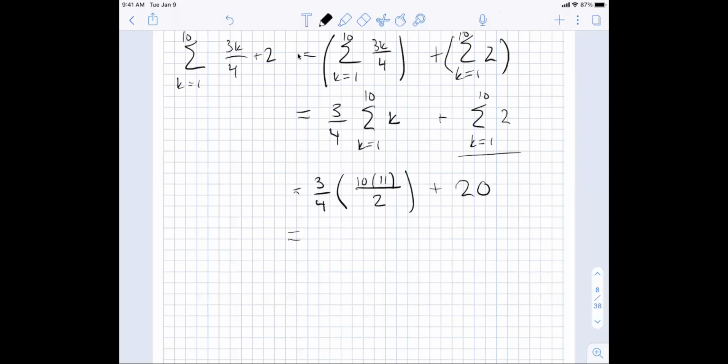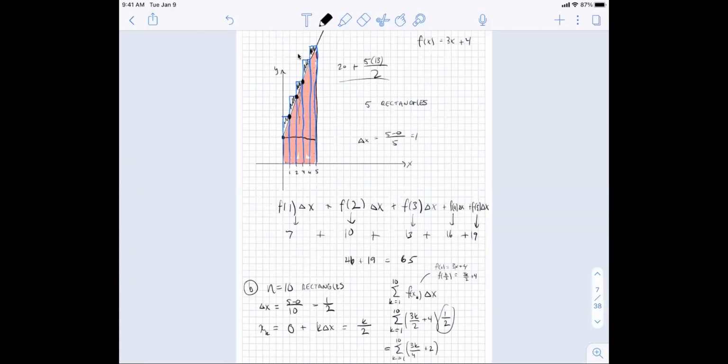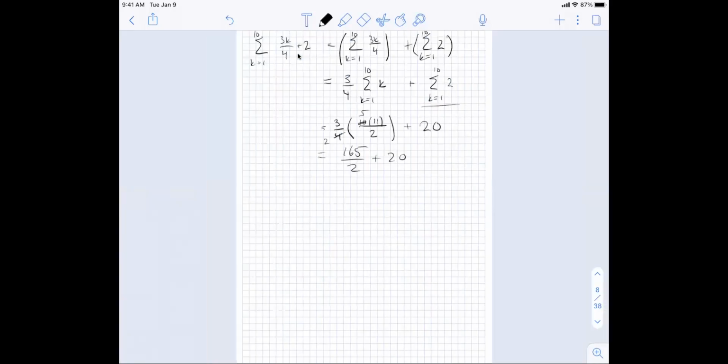Excellent. So this is then equal to, well, I can cancel a 2 here with a 2 here. So I have 55 times 3, that's 165 divided by 2 plus 20. Okay, this is closer to the actual answer. Should that be 165 divided by 4? Oh, yes, thank you very much. Yeah, it's 2 times 2 there. Thank you very much.